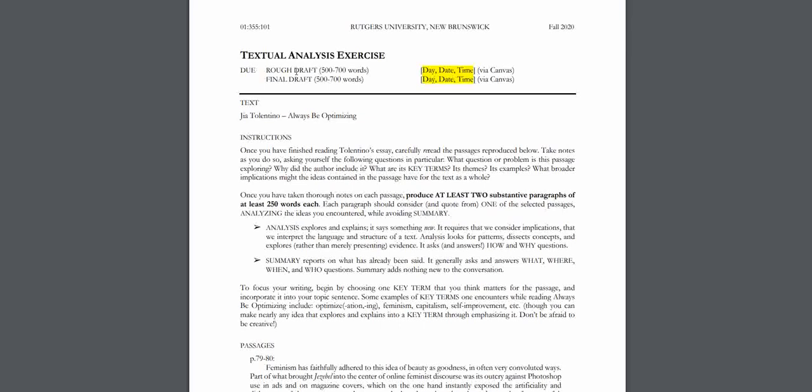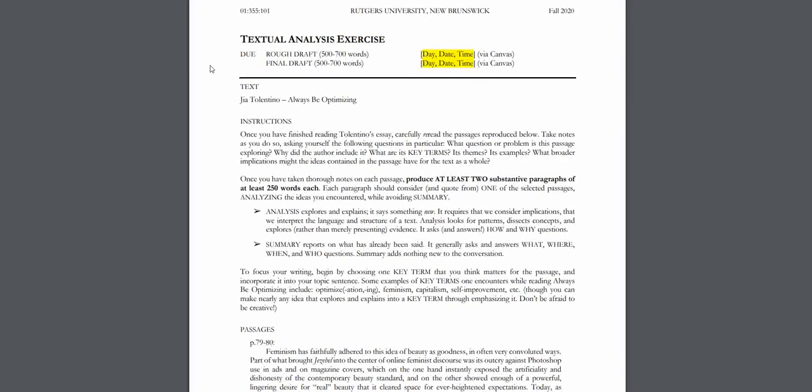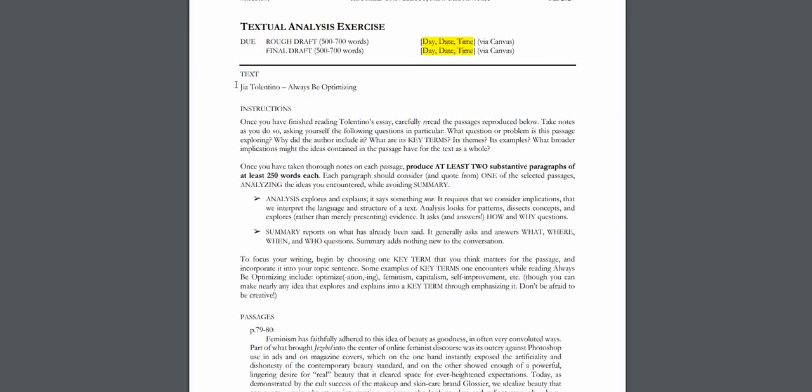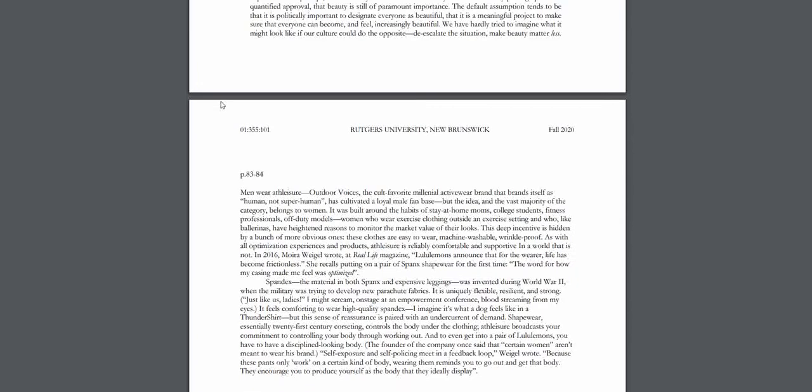As you see, the rough draft is 500 to 700 words, that's like a page and a half, single-spaced, okay? But just focus on writing something good. Don't sit there counting every word. I know that's tempting. I used to do that too, but just try to produce something good. So the format is, you're given the reading, Always Be Optimizing, and then there are passages down here that you have to respond to.